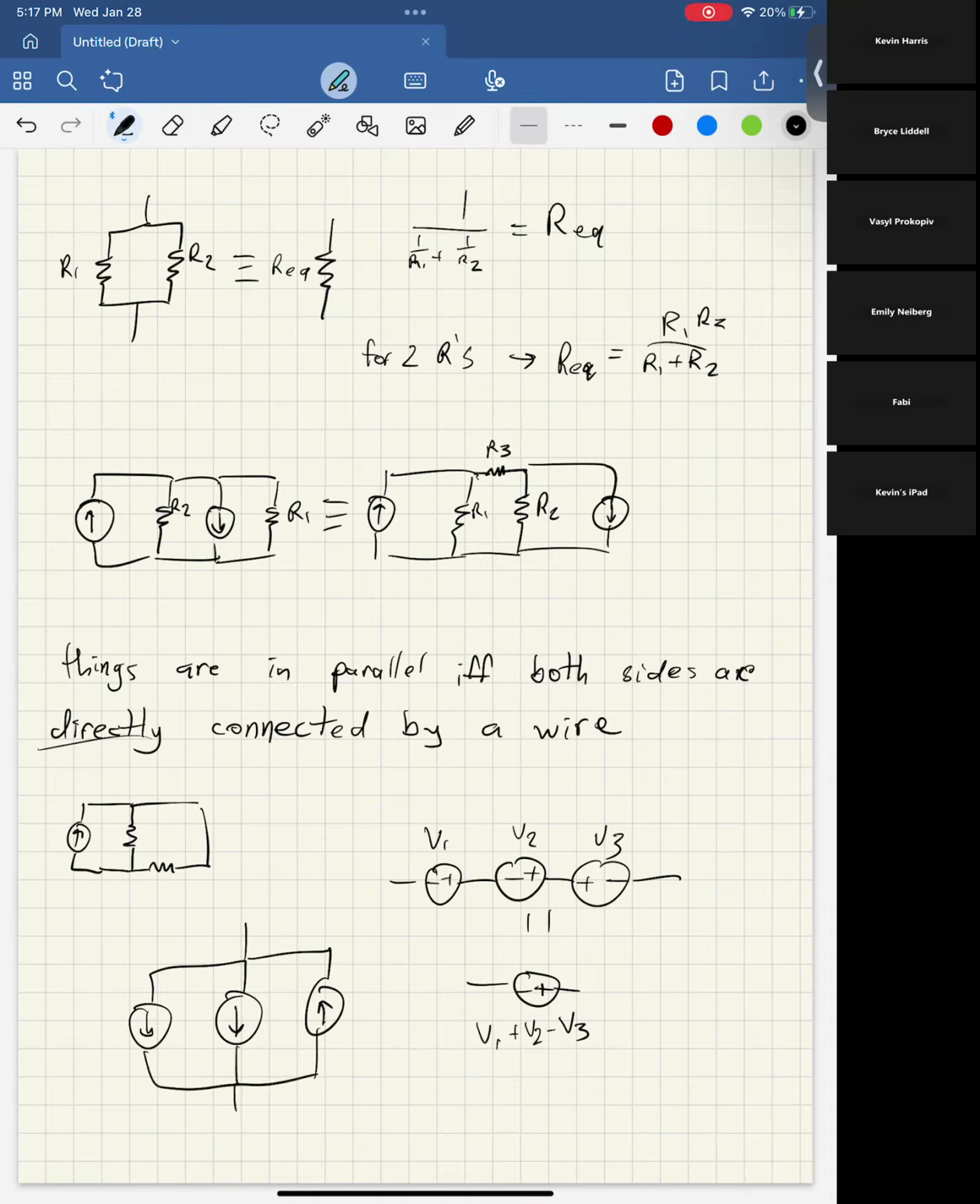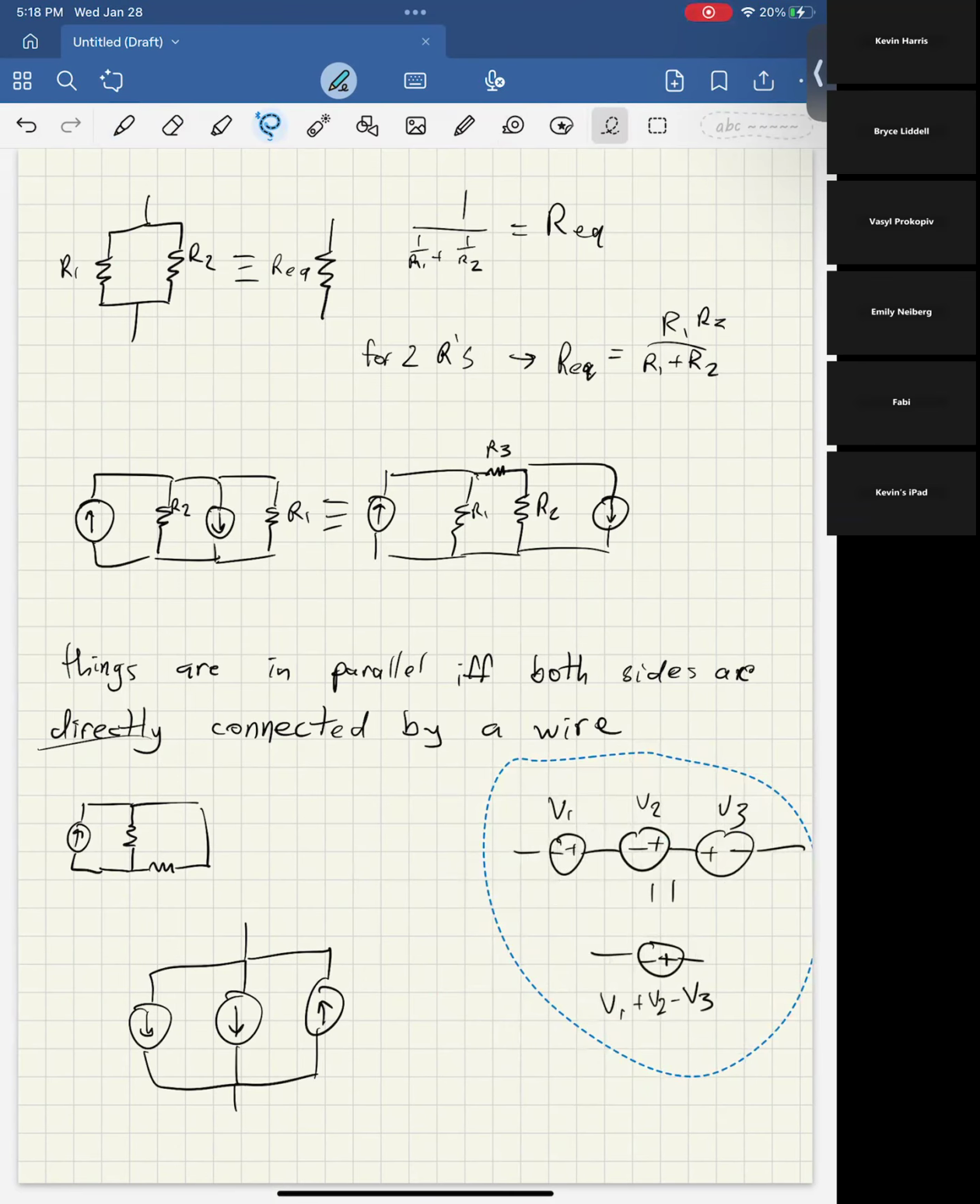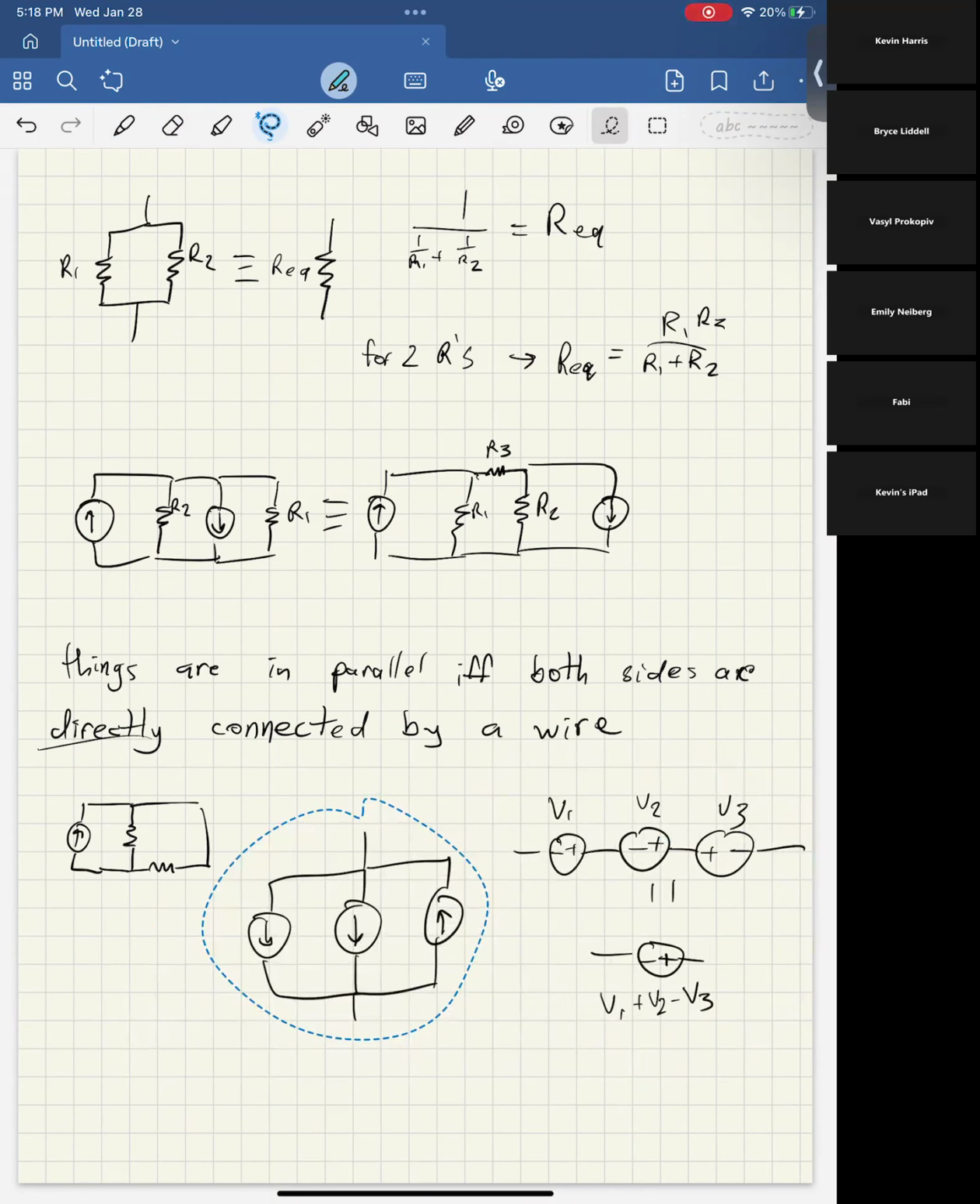I know I'm going over a bunch of random stuff right now, but I want to have it all be said because I feel like all of this is kind of important to know at some point. So let's say this was I1, I2, and I3. Then this would become I1 plus I2 minus I3. So that's just how you combine those things.